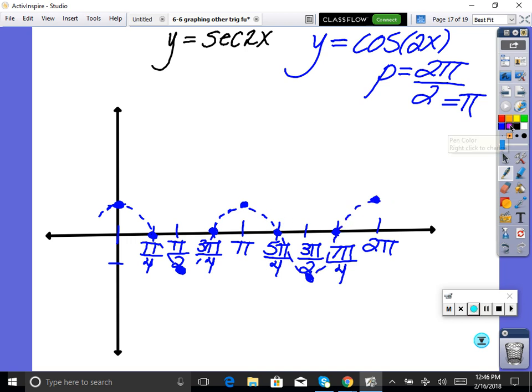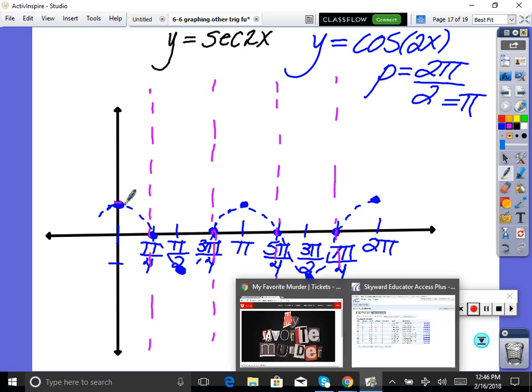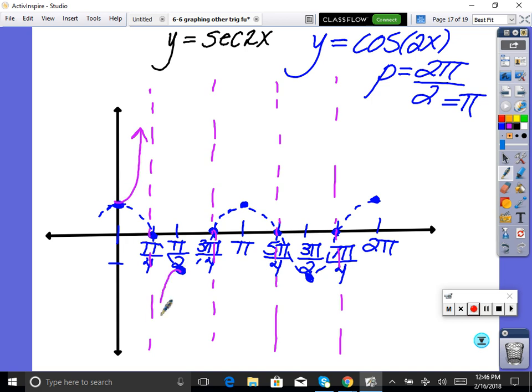And now my asymptotes are when cosine equals 0. So right there, right there. So then this would become a smile, a frown.